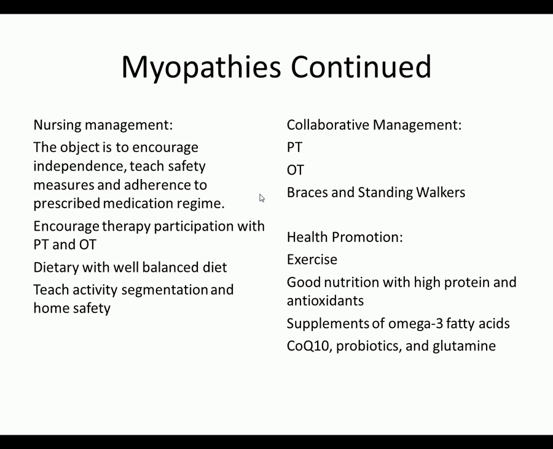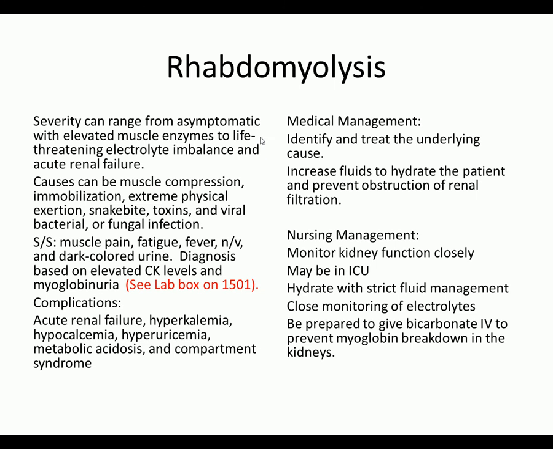Now let's talk about rhabdomyolysis. Rhabdomyolysis is a syndrome of muscle necrosis caused by muscle injury, which causes the muscle to release myoglobin into the bloodstream. This myoglobin travels to the kidneys, stops at the kidney tubules, and causes kidney failure. Okay?